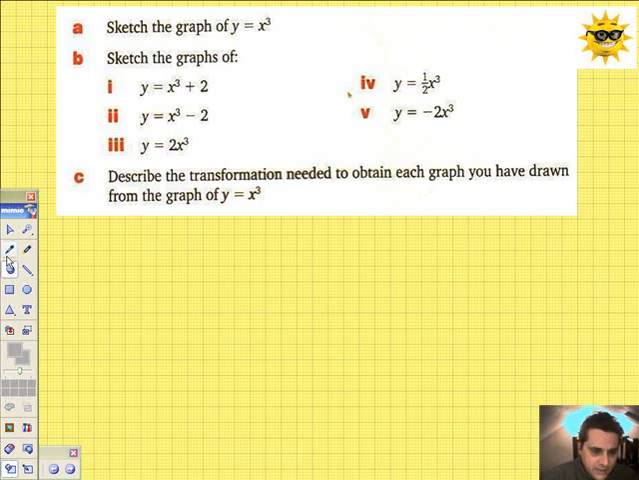That's something on the screen there. Let's just give that a little wipe. There you go, it's gone. Right, I've now got to sketch the graph of x cubed plus 2.